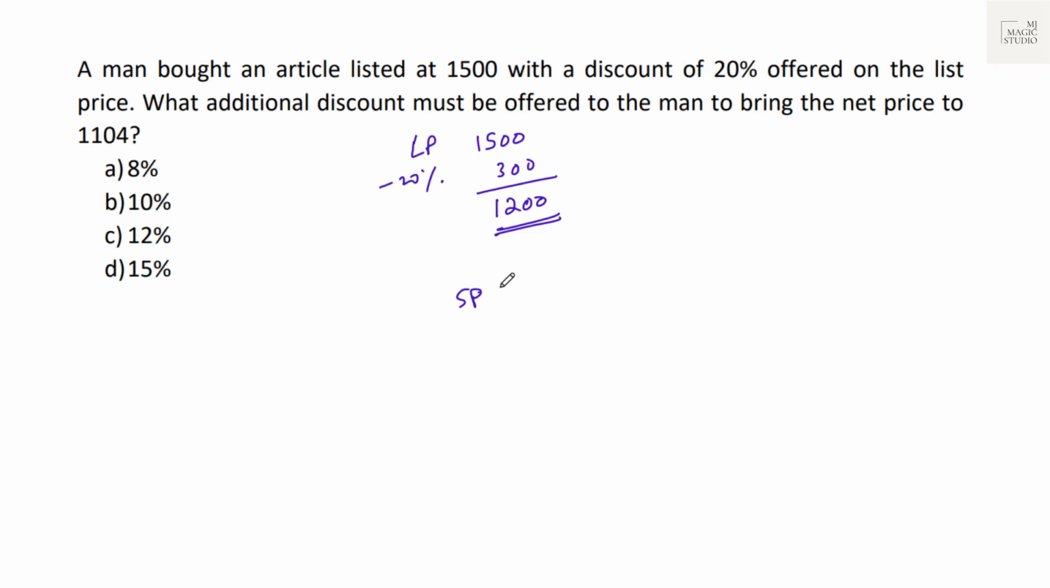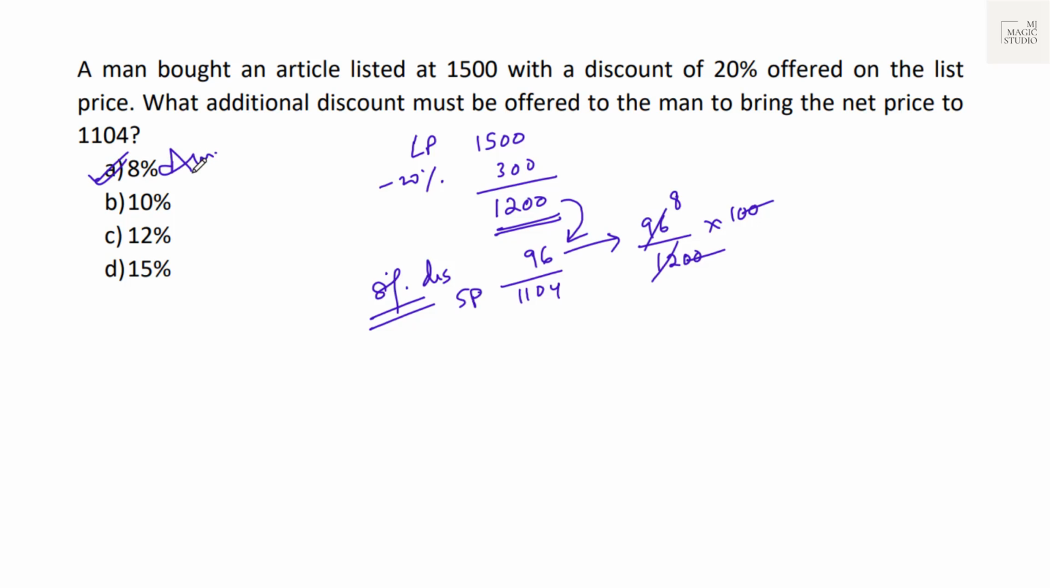So he wants to bring the net selling price to 1104. So further discount required would be 1200 minus 1104. That would be 96. So further discount percentage is 96 on the new list price, not on the original list price. The second or the further discount is always given on the new market price. New market price after discount is 1200. So we would be calculating on 1200. So that would be 12 into 8. Yes. So new further discount is 8%. Option A is the pick.